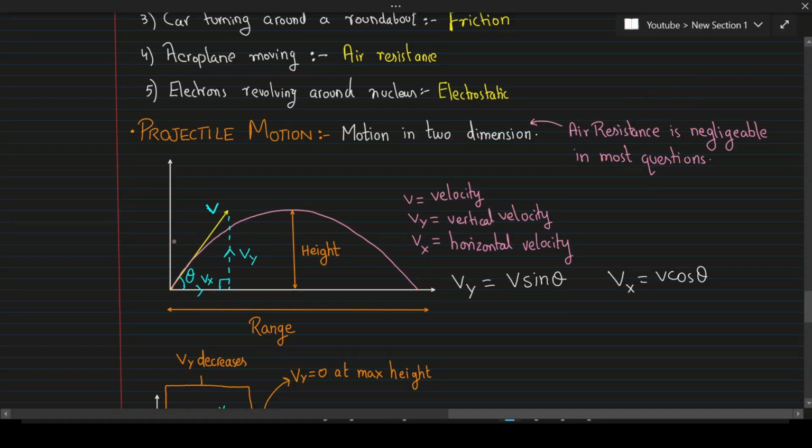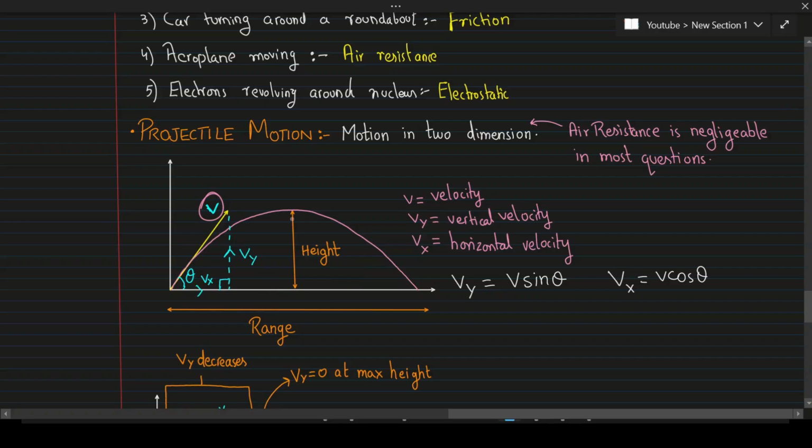From the graph, if we closely look at it, this is the velocity. This is the trajectory, the path of the object, which is a projectile. This is V, the resultant velocity. The resultant velocity has two components. Vy is the vertical velocity, this one. Secondly, Vx is your horizontal velocity. These are the two velocity components.